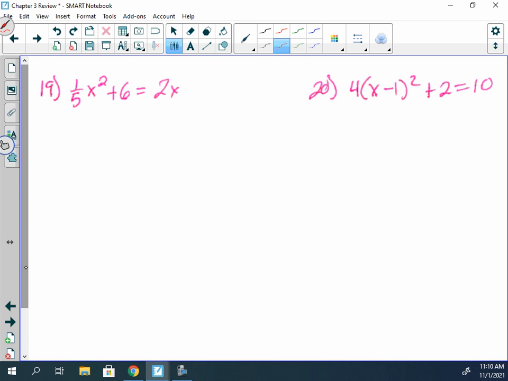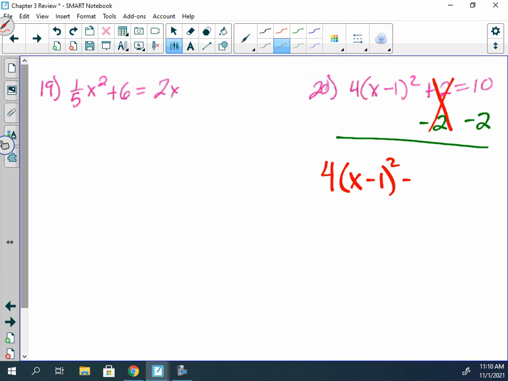Any questions on 19 or 20? 20. Now this one here is interesting because we do have a set of parentheses squared. We can use the square root method on it because we can get that set of parentheses squared by itself and then square root both sides. Well, the first thing we need to do to get it by itself is to subtract 2 from both sides. This 2 and -2 would cancel, leaving us with 4 parentheses x minus 1 squared is equal to 8.